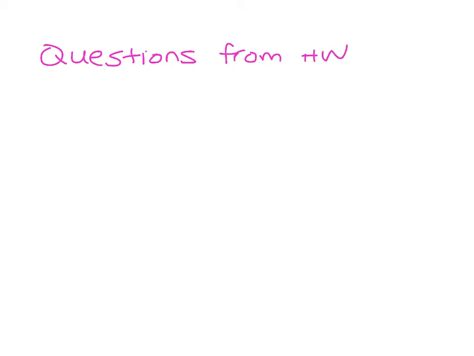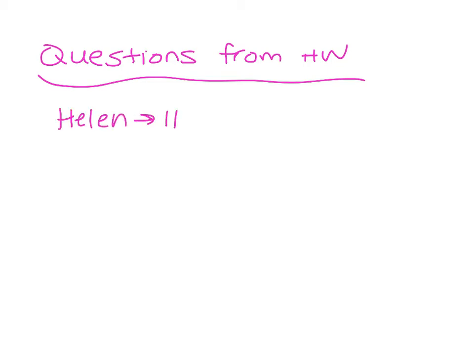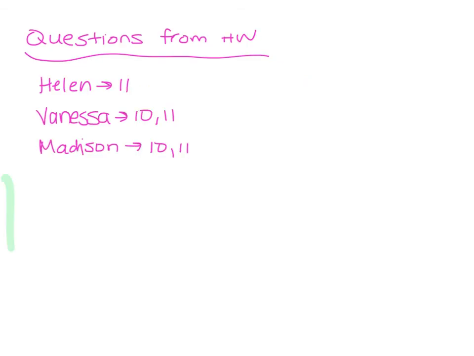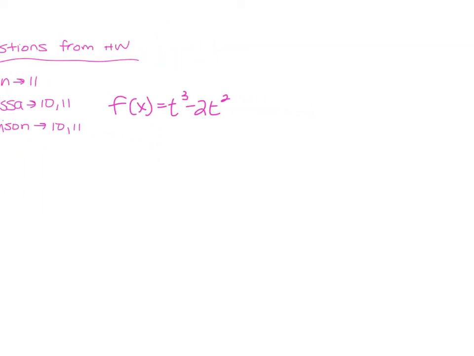Number 11. Helen, 11. So 10 and 11, kind of both the same thing. They say to take this. So I'm going to take Vanessa's first: t to the third minus 2t squared minus 6t plus 4.